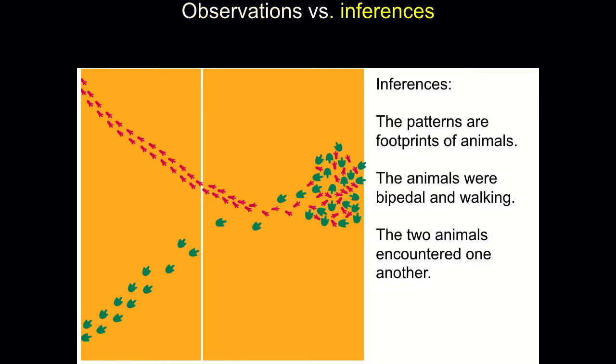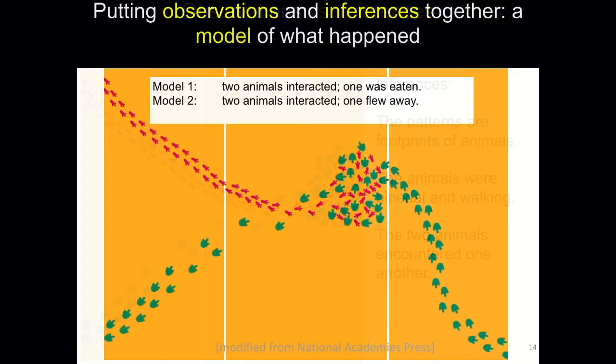The inferences that we can draw from this picture is that the patterns are in fact footprints of animals. That's an inference. The animals were bipedal, that is, they had 2 legs, and were walking. Again, that's an inference. And the 2 animals encountered or interacted with one another. That too is an inference.